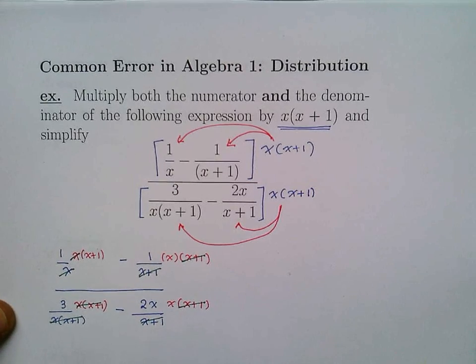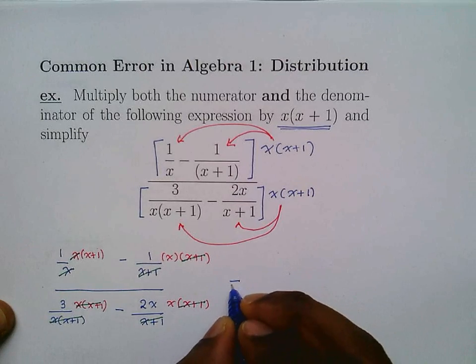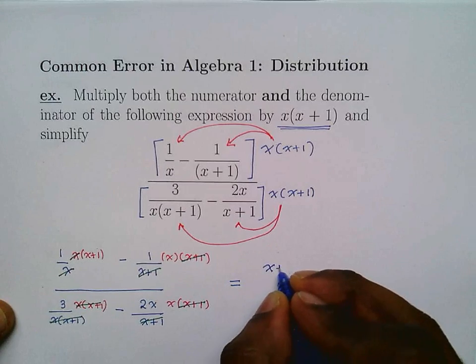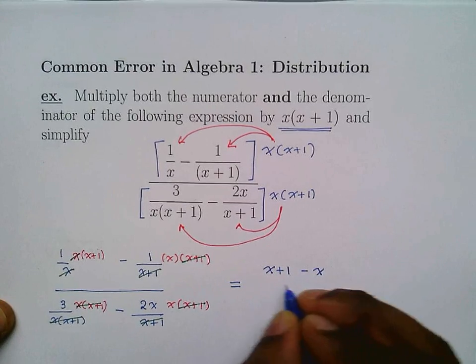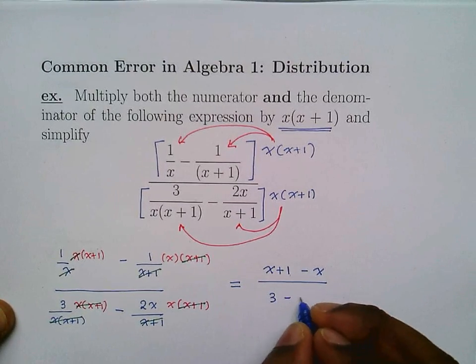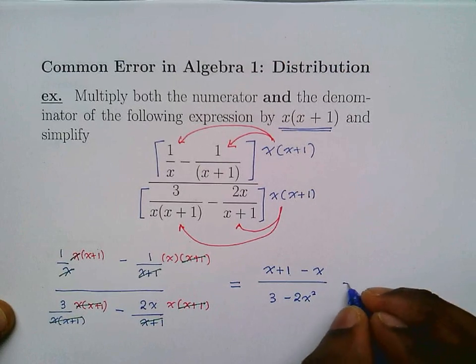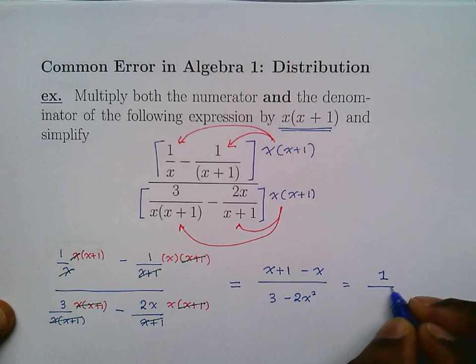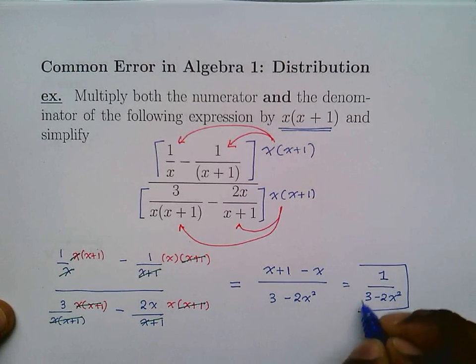This is something we call in mathematics a complex fraction, and once you do the correct multiplication, you don't get a complex fraction, you get a nice fraction here. x plus 1 minus x divided by 3 minus 2x squared. So x minus x is 0, so you get 1 over 3 minus 2x squared, and that is the answer.